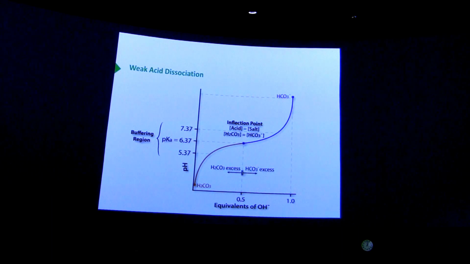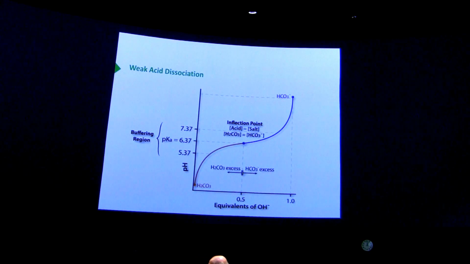And we see that for this particular buffer, that buffering starts to happen at about pH 5.37, thereabouts. And it stays relatively flat until we get up to about pH 7.37. Well, the pKa of that ionization, and pKa's will always be associated with a specific ionization, the pKa of that ionization is 6.37. So buffering will largely occur between 5.37 and 7.37 for this particular weak acid. Okay?